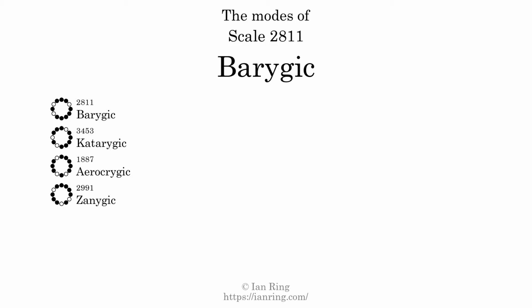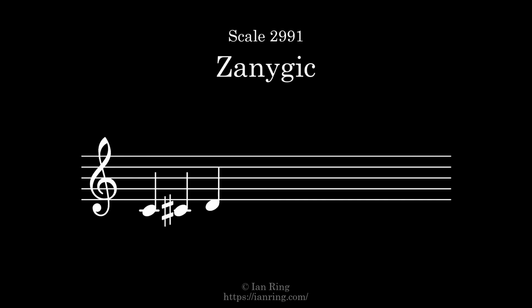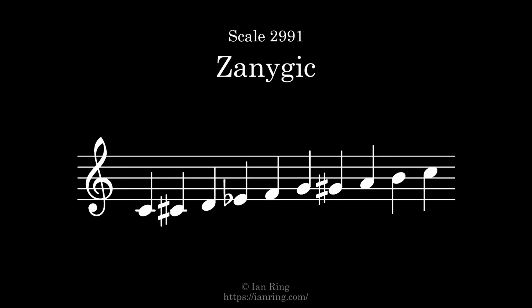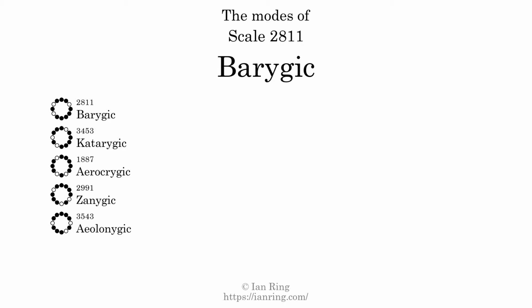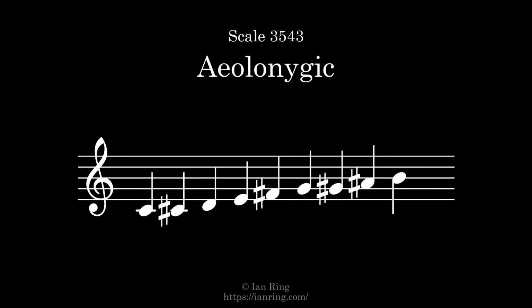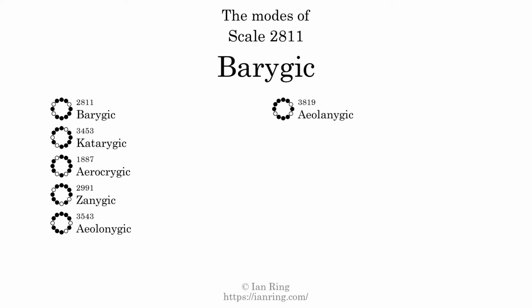The fourth mode is scale 2991, also known as Barygic. It sounds like this. The fifth mode is scale 3543, also known as enneatonic. It sounds like this. The sixth mode is scale 3819, also known as enneatonic. It sounds like this.